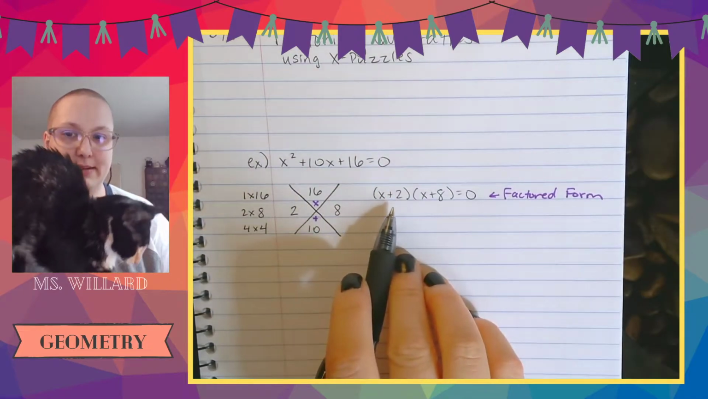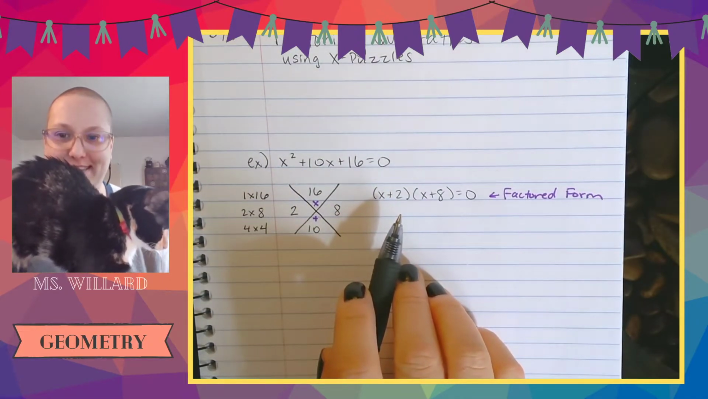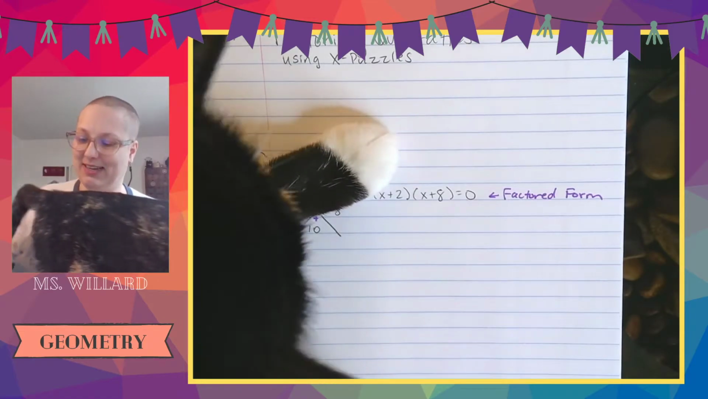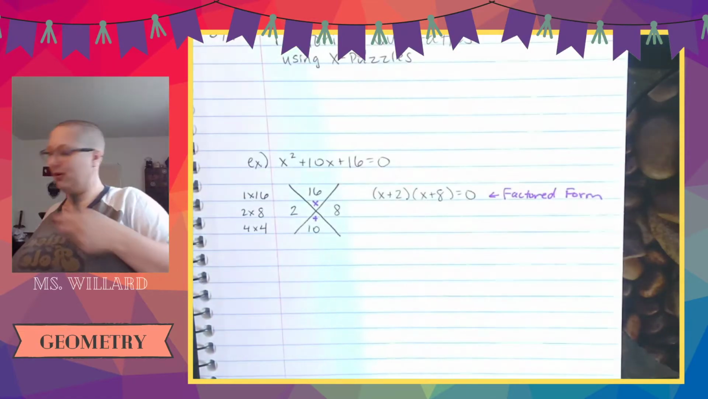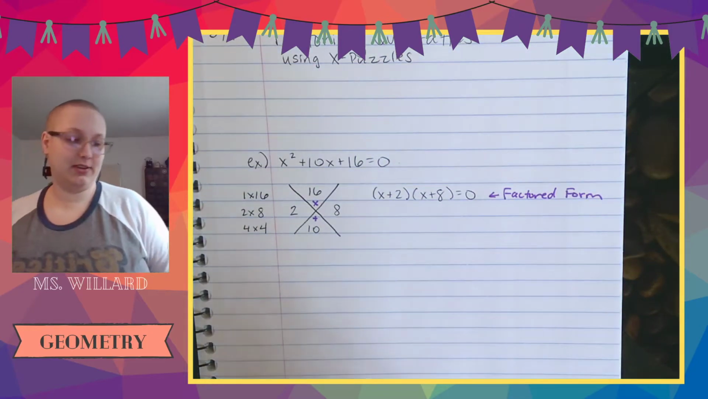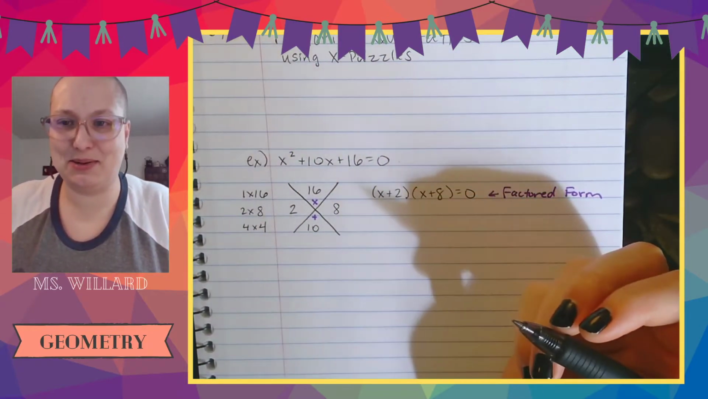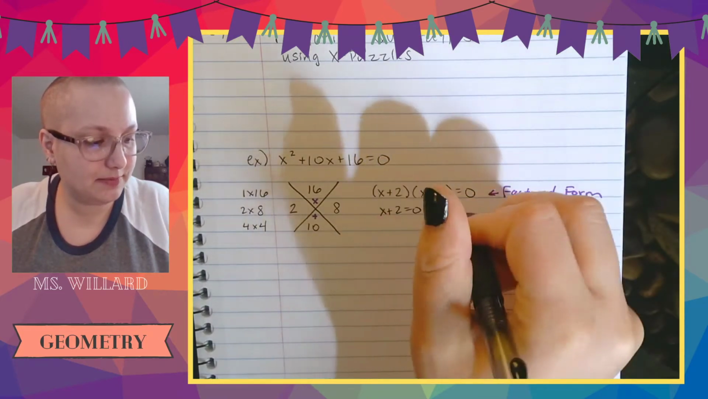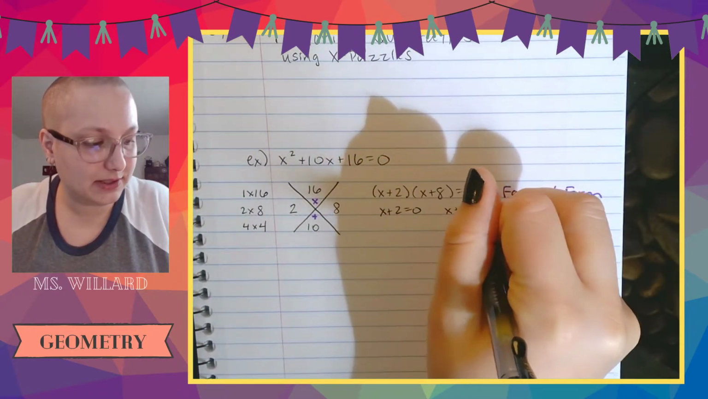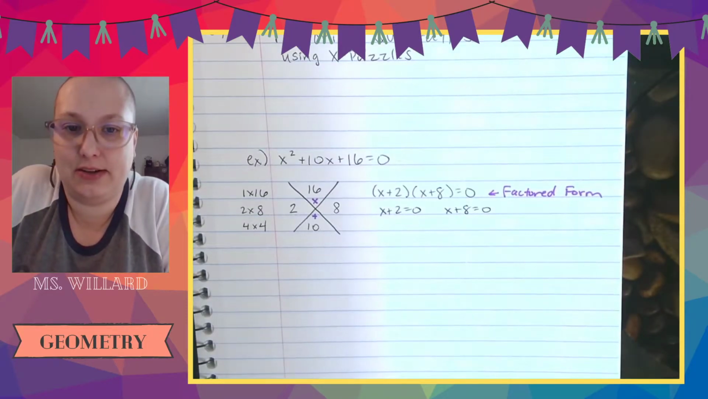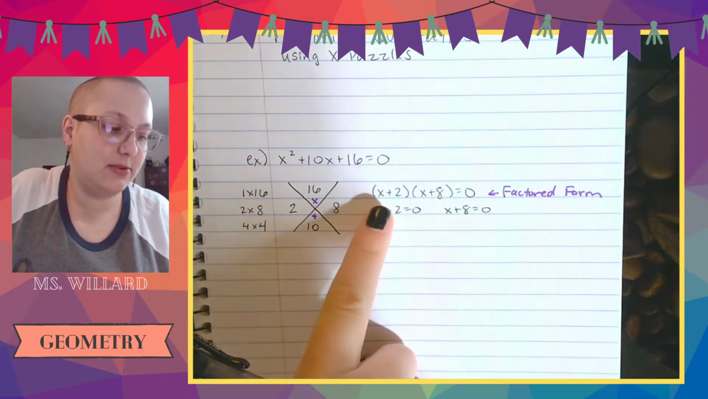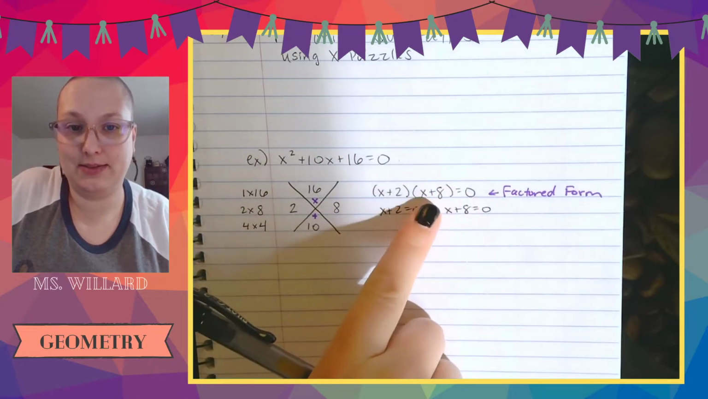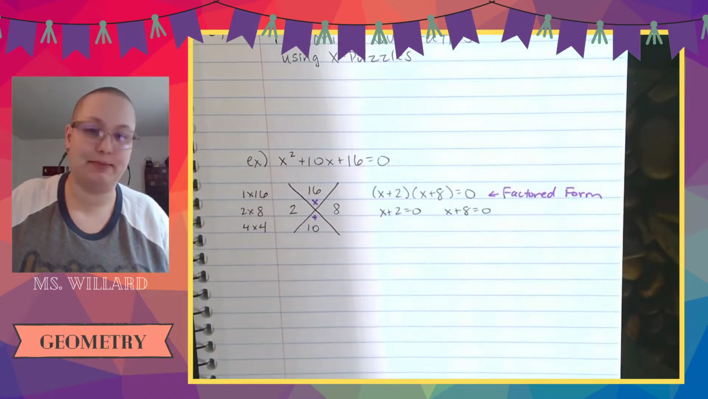So x plus 2 times x plus 8 equals 0. What I'm going to do is multiply both of those, or no, I'm not. I'm going to use the zero product property. So x plus 2 can equal 0, or x plus 8 can equal 0. Those are my 2 options for it to equal 0. Because if this equals 0, 0 times whatever equals 0. And if this one equals 0, then the same thing happens the other way.